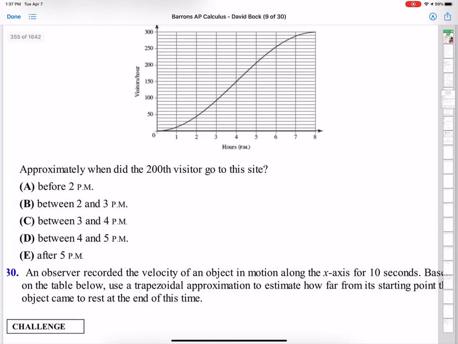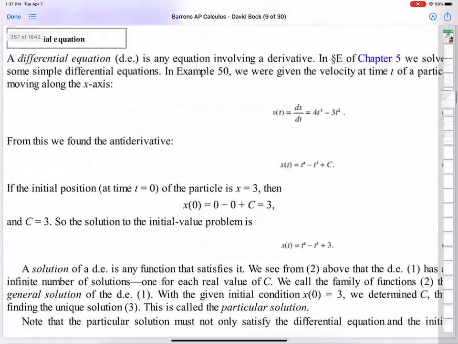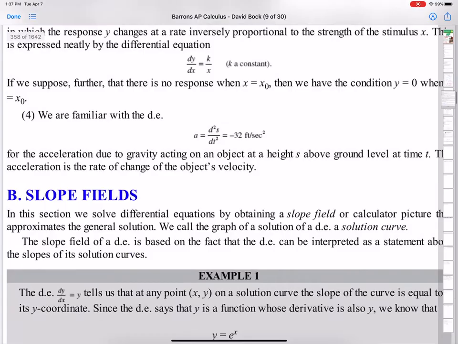I'm sorry, it happened again. Yep, we're almost there.